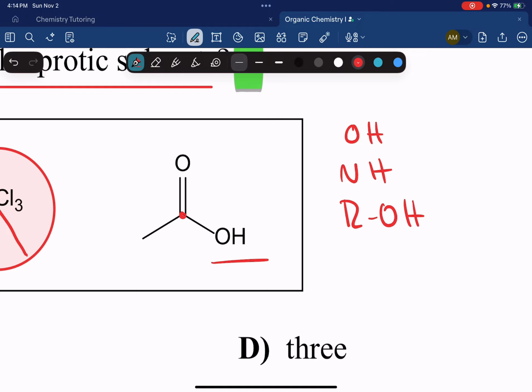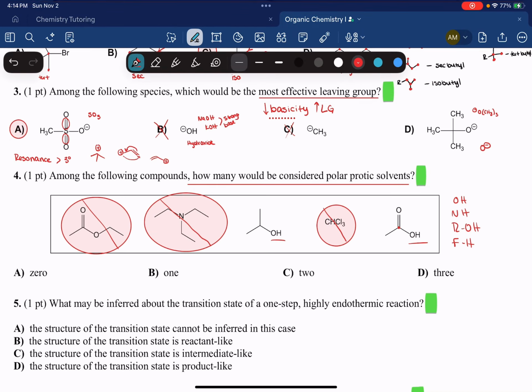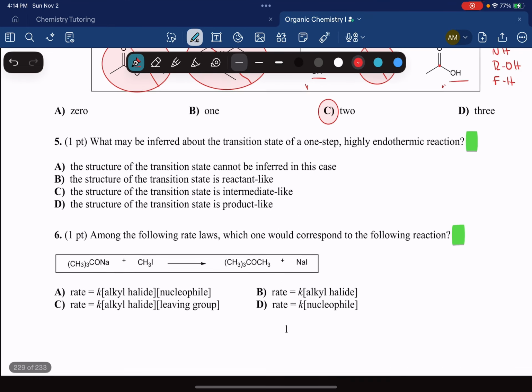Yeah, and FH. So if you don't see anything like this, it can't hydrogen bond, so it isn't polar protic. So 2. And it's only these 2. Ooh, okay, on a roll.